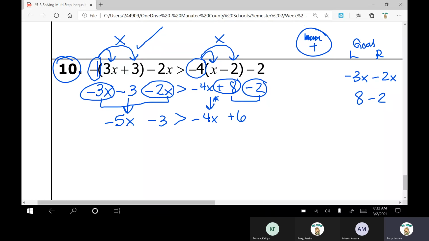What should I do to move the negative 4x to the other side? What should I do to both sides? Add or subtract 4x to both sides? Should I add or subtract 4x to both sides? I'm going to see some typing.